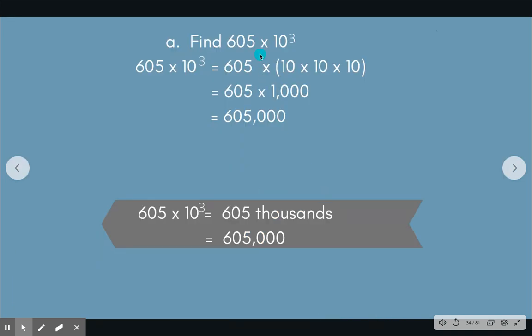Find 605 times 10 cubed. 605 times 10 cubed is the same as 605 times 10 times 10 times 10. So 605 times 1,000 equals 605,000.